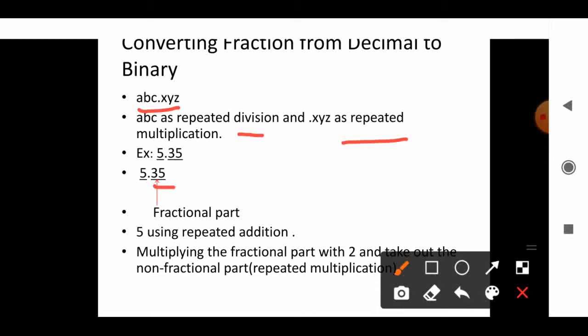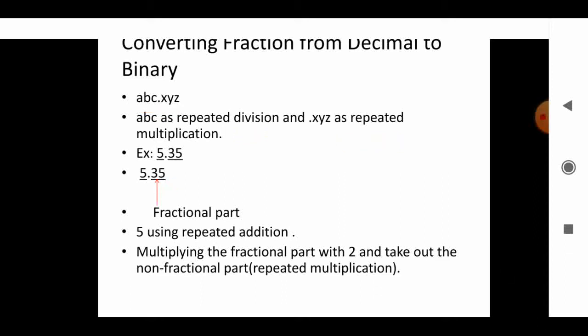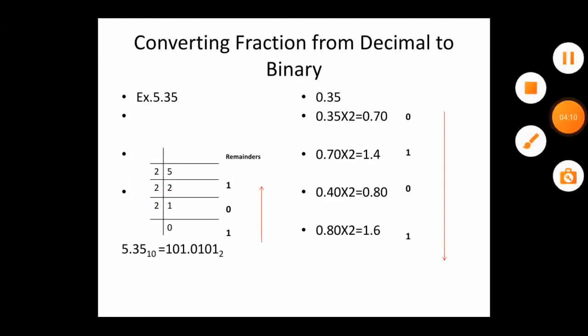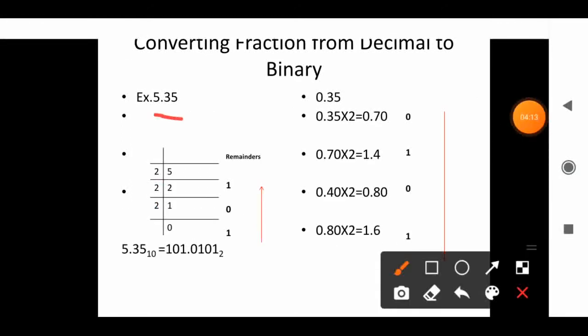Let us see that. Our example value is 5.35. You have to divide the number 5 by 2 and record the remainder. 2 2s are 4, remainder 1. 2 2s are 1, remainder 0. 1 divided by 2 is 0, the remainder is 1. So the value is 101. The decimal value 5 is 101.